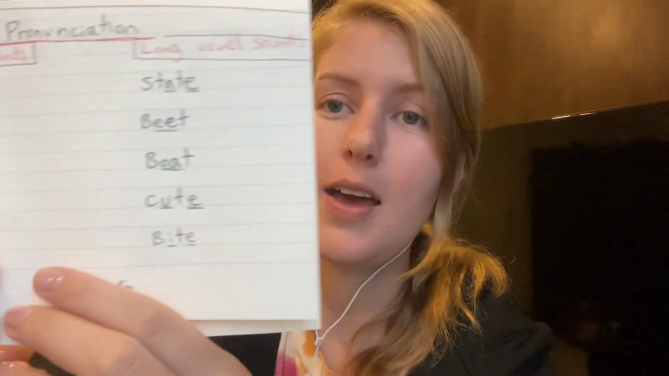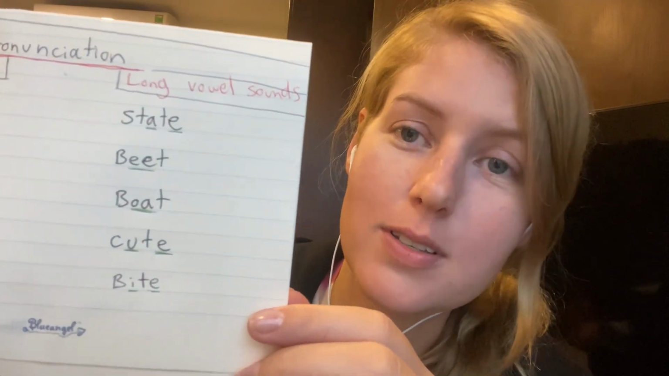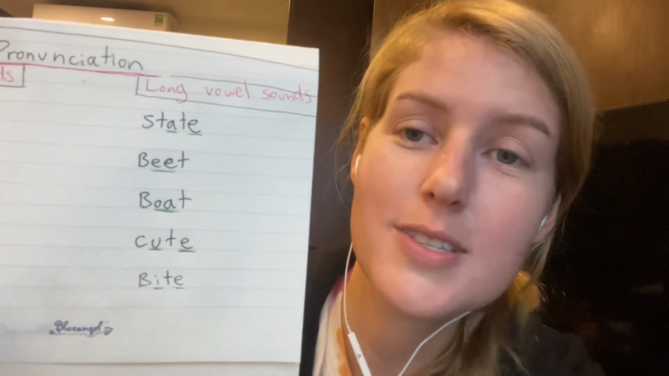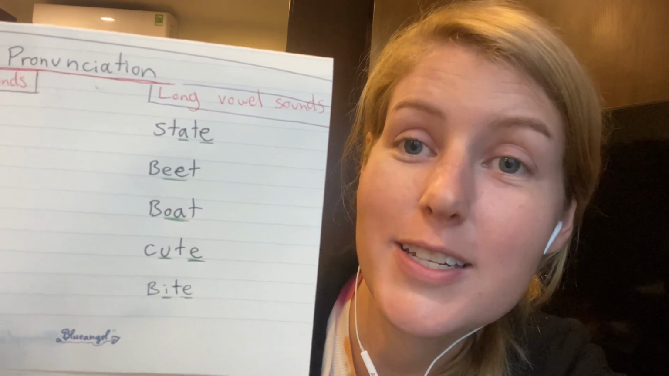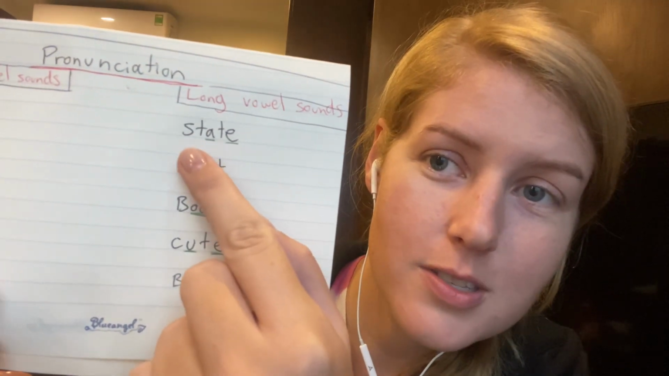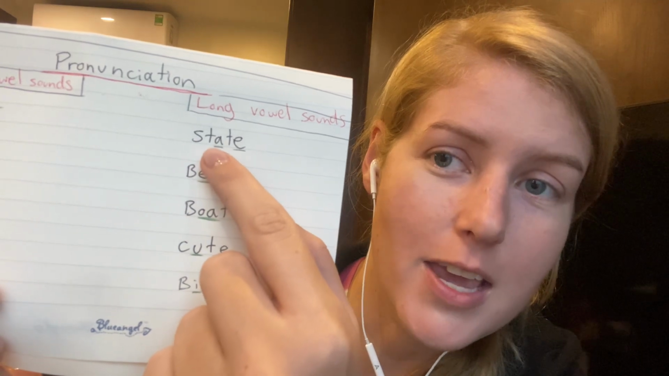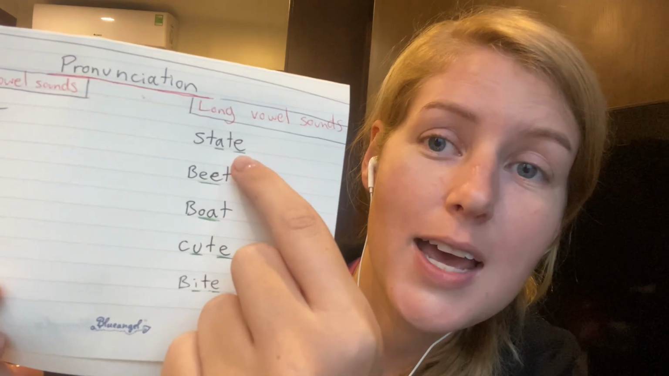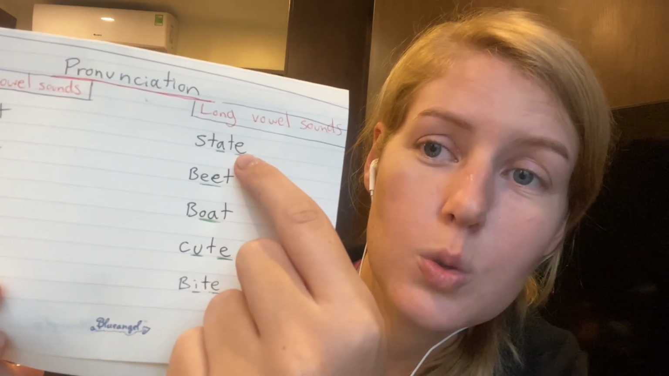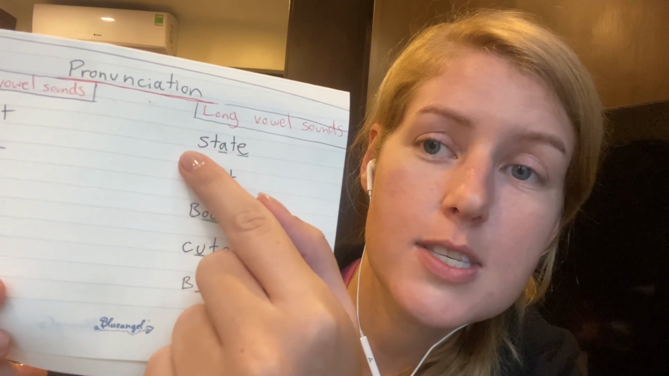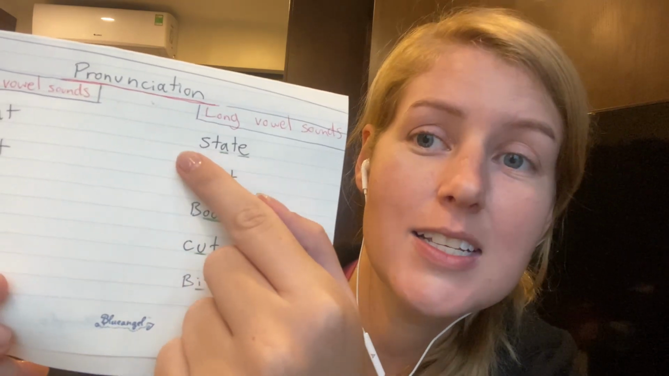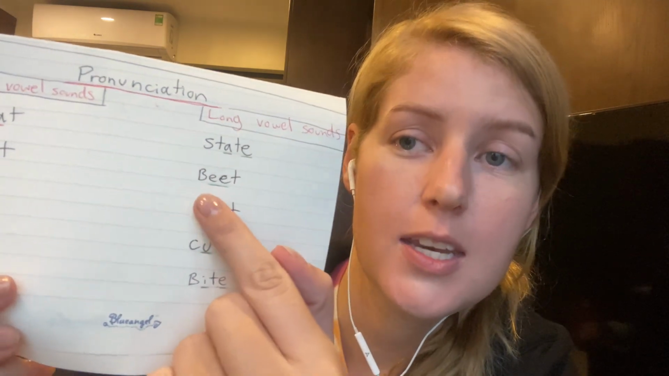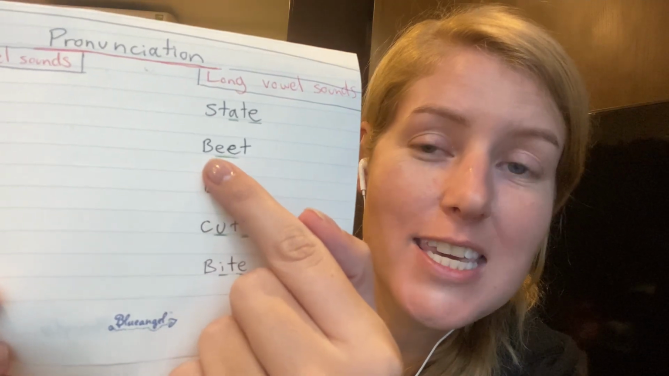Next, we have our long vowel sounds. So for the long vowel sounds, we pronounce these ones a little bit differently. So first, we have our long A. So to make this the long A sound, we have to add the E to the end of this word. So we pronounce this as state. Next, we have our E.